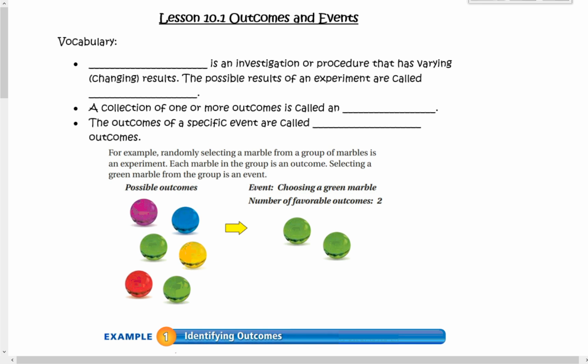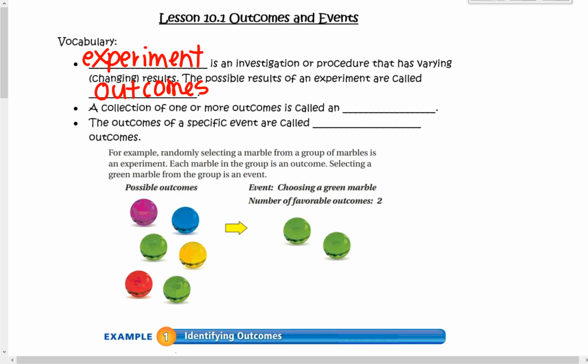So an experiment is an investigation or procedure that has varying, and varying just means changing results. So it just means that it's an investigation that has changing results. The possible results of an experiment are called outcomes. Okay, so for example, if you were to flip a coin, the possible results would be heads or tails. Those are considered outcomes. Okay, the experiment would be considered flipping the coin.